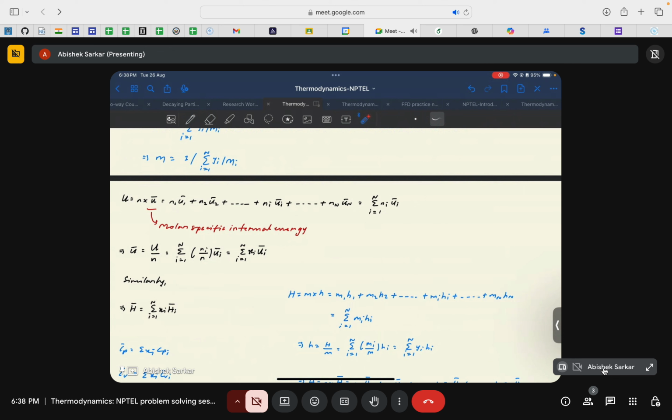So we can write u bar is equal to the summation of Xi ui bar. This is for the mixture, and this is in terms of the individual gas components. Similarly, if you follow similar steps, you can write h bar is equal to the summation from i equal to 1 to n of Xi times hi bar.